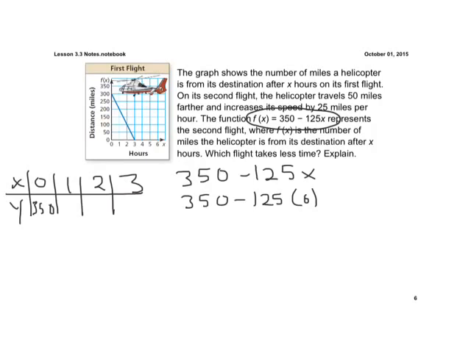Next one, we're going to plug in a 1. So 350 minus 125 times 1, and in that case we get 225. If we keep doing this, we plug in a 2, we get 100. We plug in a 3, we get negative 25.